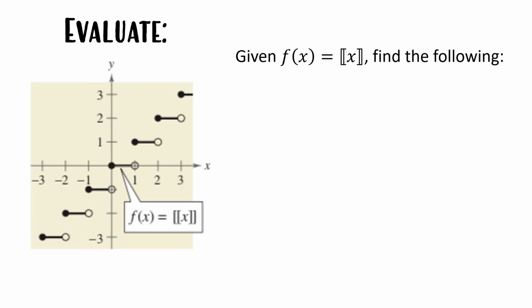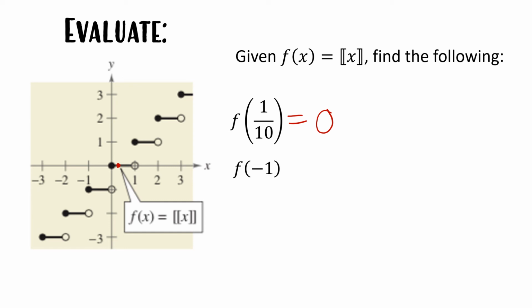Okay, we just want to look at a few more examples where we are evaluating the same question. Given the greatest integer function, we want to find the following, starting with f of 1/10. So here we want to find the greatest integer less than or equal to 1/10. Using our graph, we know 1/10 would be about here. So the greatest integer function is going to round that down to 0.